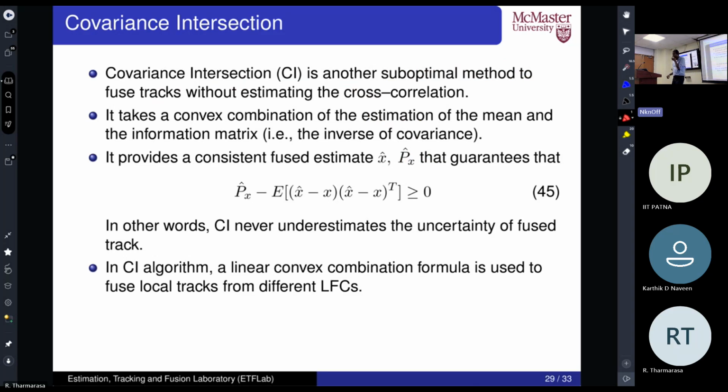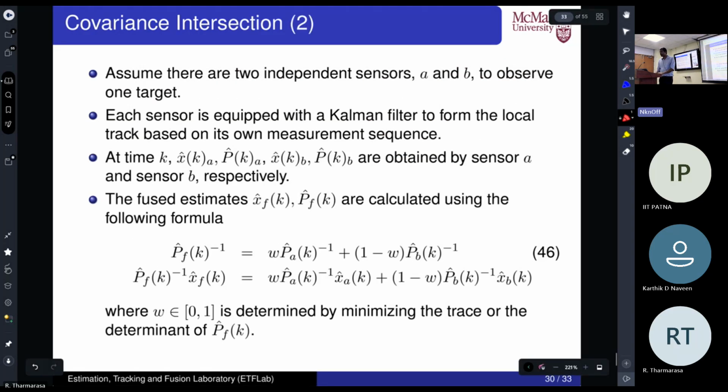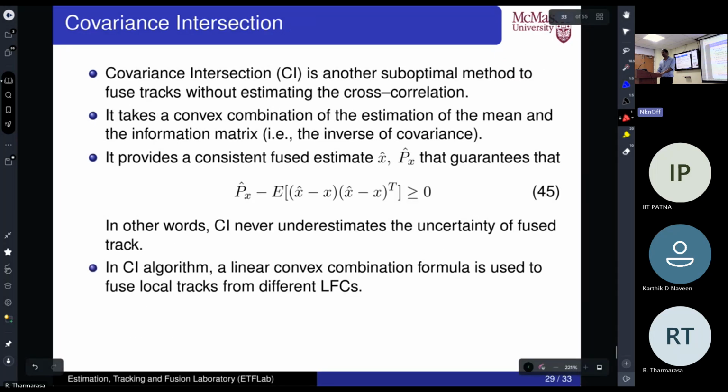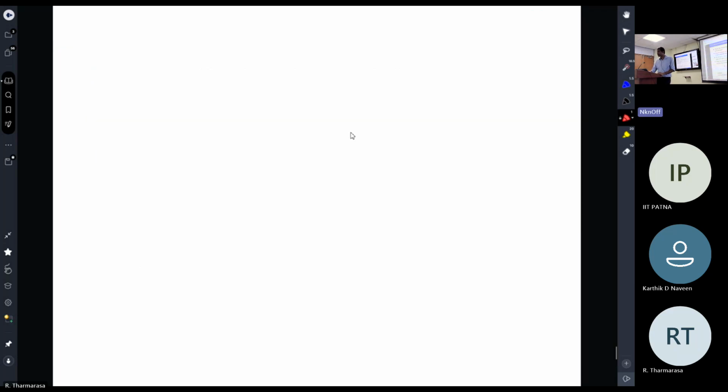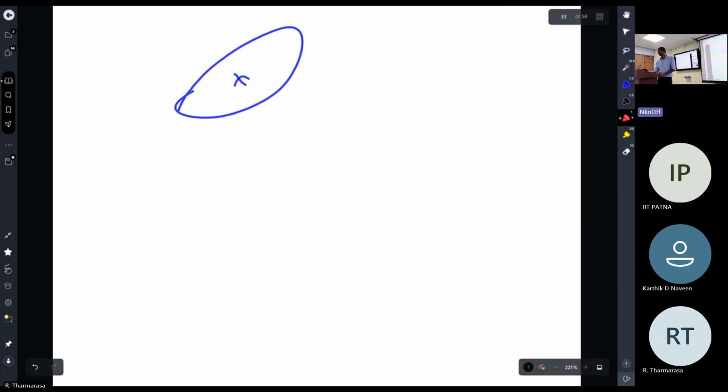Okay. So here, I'm not going to talk too much about the math, but I will talk about the intuition. Covariance intersection says that if you have a tracker like this, and another track like this, the idea of the fused output should be like this.